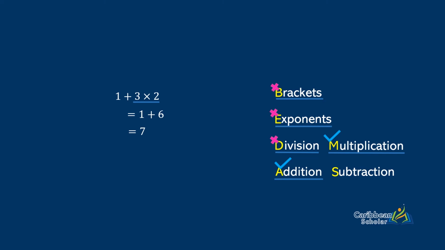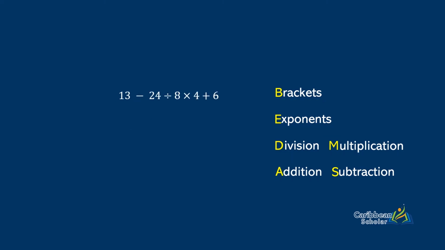Let's do just one more for now. We have 13 minus 24 divided by 8 times 4 plus 6. So just like before, we check for any brackets, no brackets. We check for any exponents, no exponents either. But when we check for division and multiplication, there is one of each. So since division and multiplication are on the same level, then we do those from left to right. Let's start with the minus 24 divided by 8. That gives us minus 3. So we write back our 13, then minus 3 times 4 plus 6.